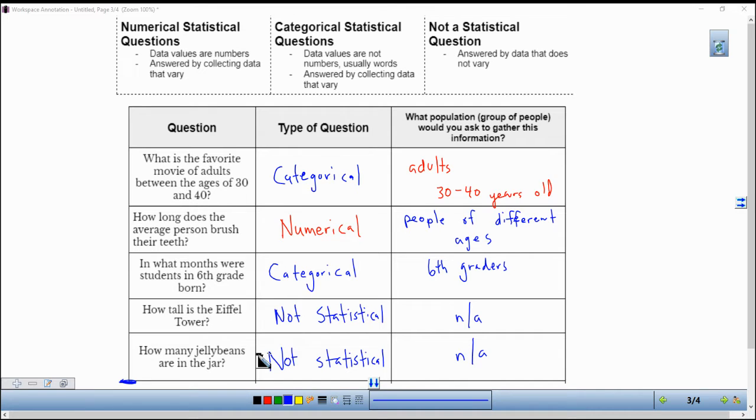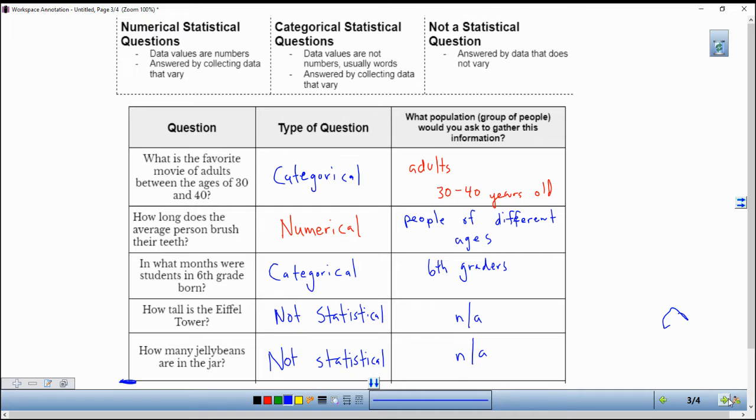So to turn that into a statistical question, it might say like, what is the average number of jelly beans a student guessed that were in the jar? What was the average guess of the number of jelly beans in the jar? That's taking a look at the different guesses. This is just asking how many jelly beans are in that jar. That's not statistical. You wouldn't need to gather a variety of data to answer that question.